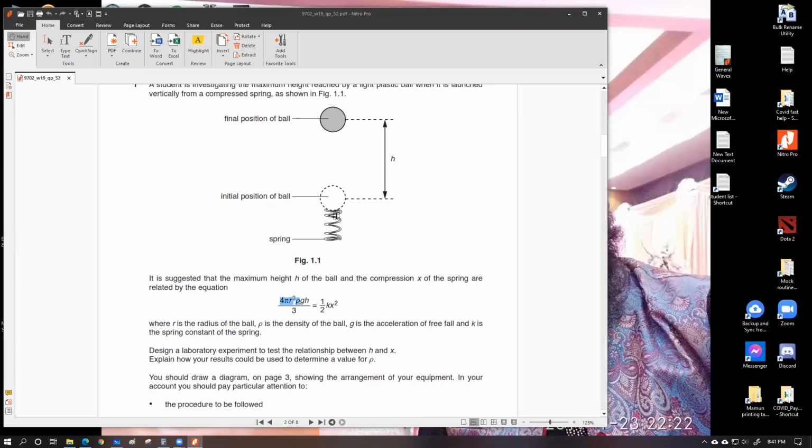Ball bearings? Ball bearings would be too small. You shouldn't be using ball bearings because they would be too small for the purpose. So I think for physics, you don't have to mention what kind of ball you're going to use. You just mention the type of properties that you would use to choose that ball. That's all you have to do. You don't have to give a physical name of the ball.